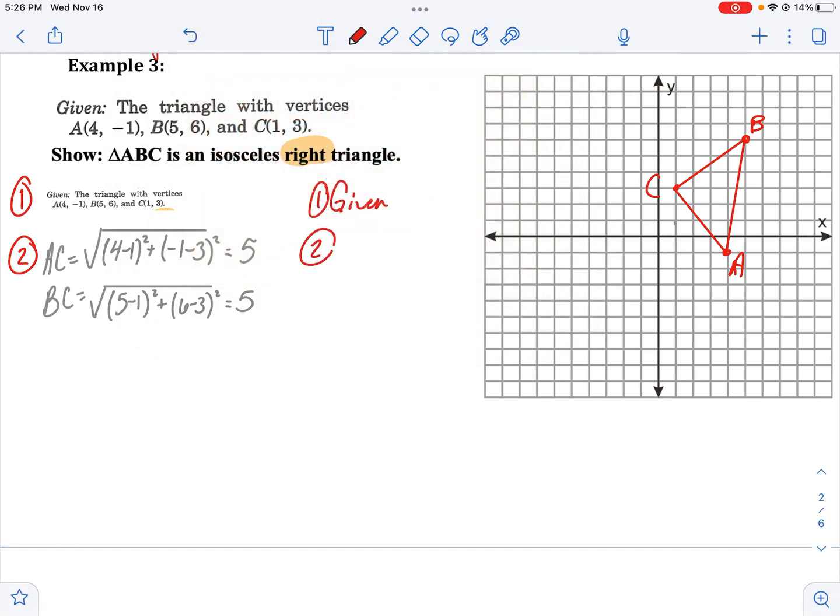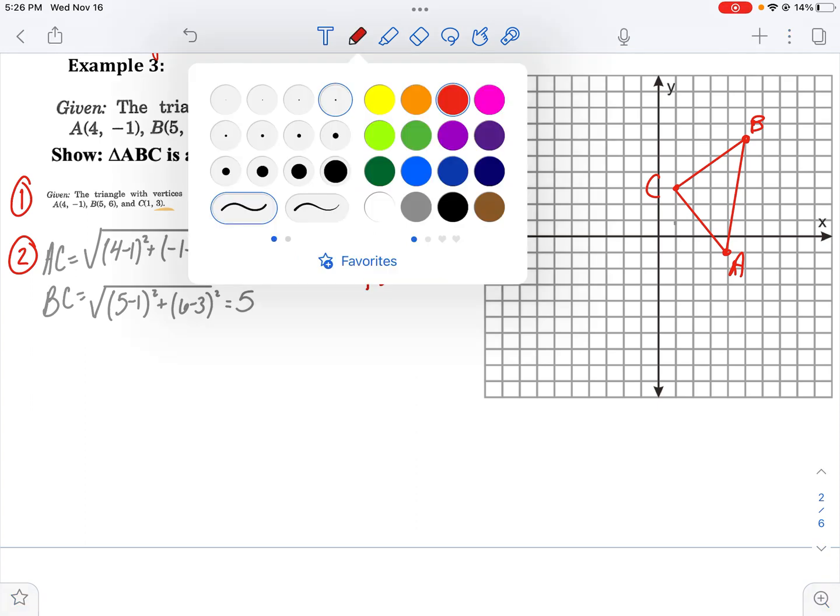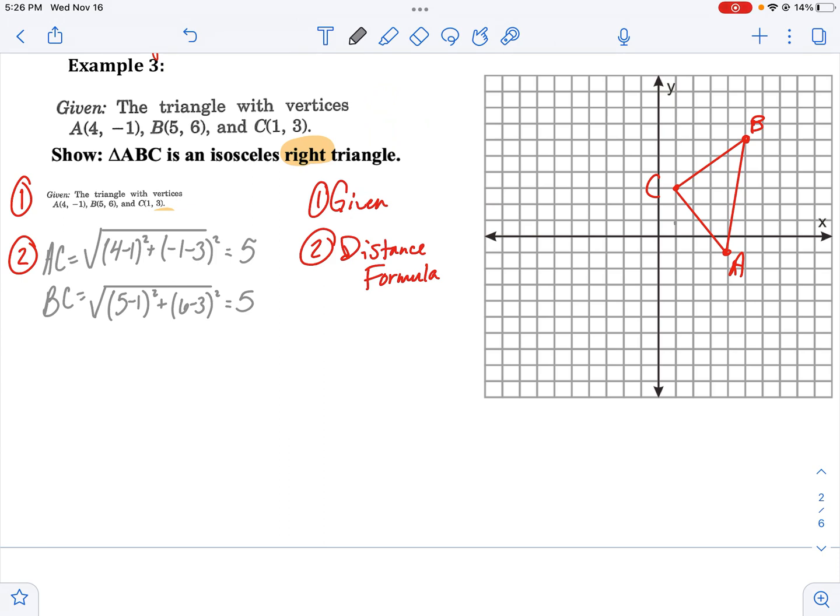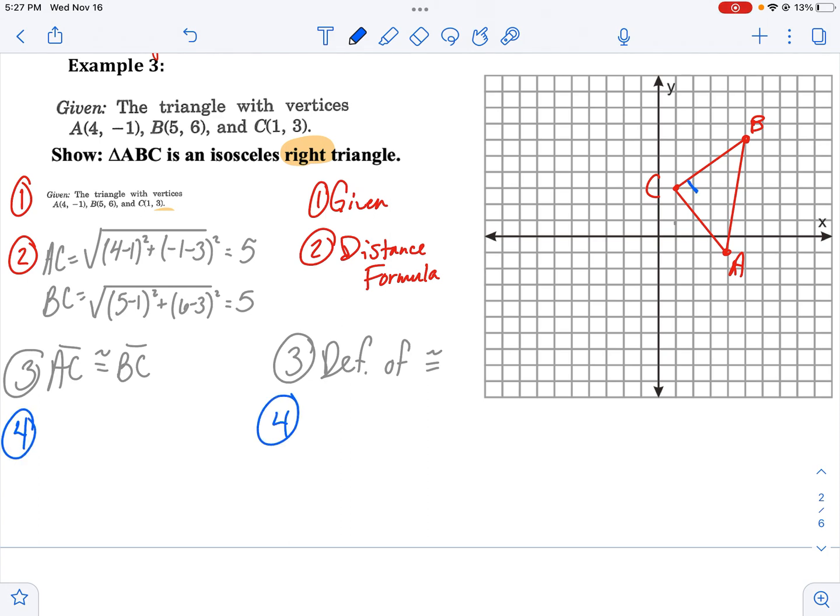So that is my distance formula. By the distance formula, I have AC and BC are equal, which means that AC must be congruent to BC by the definition of congruence. And now the very last thing I need to do: I've got my isosceles triangle, and I need to prove it's a right triangle. So I need to show that angle C is a right angle.